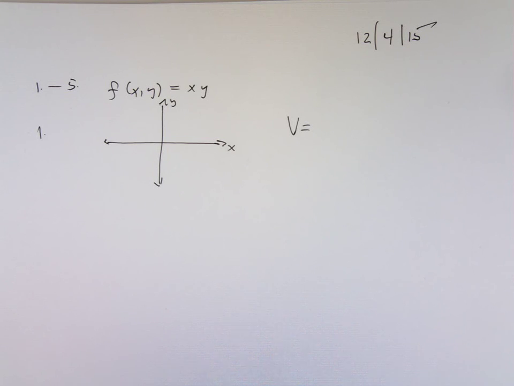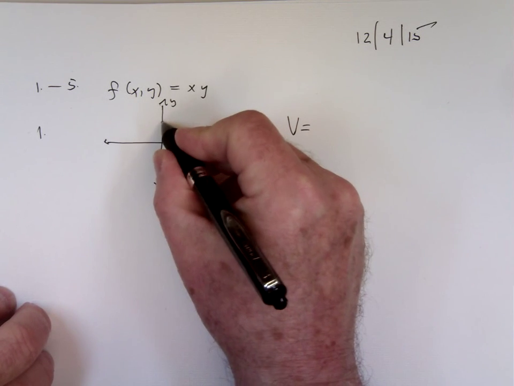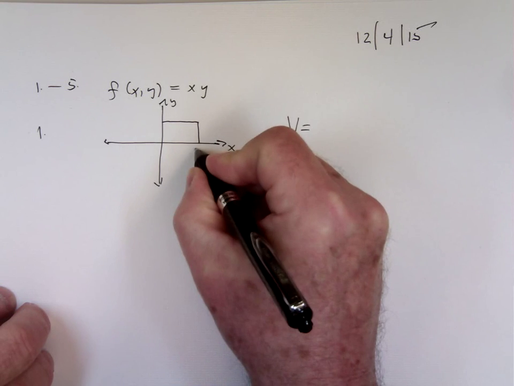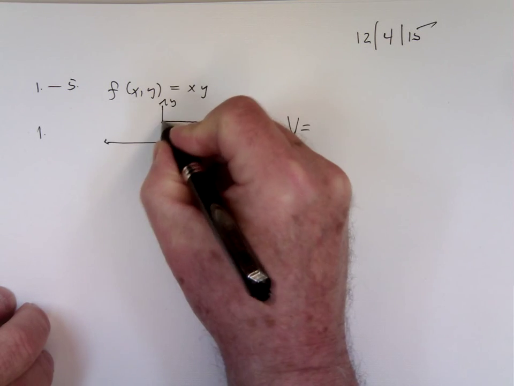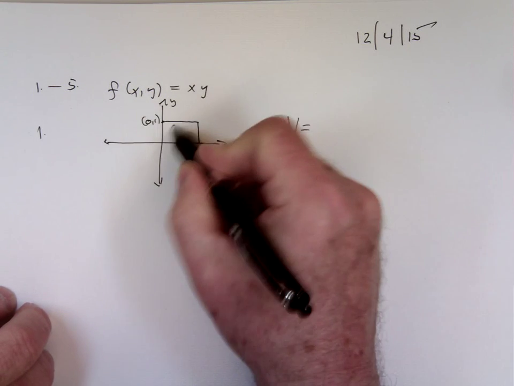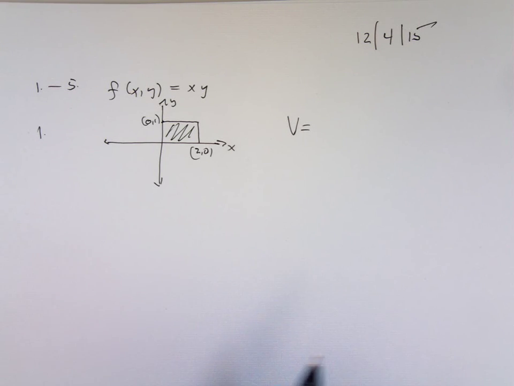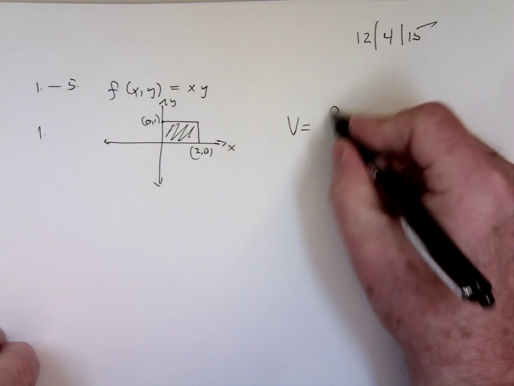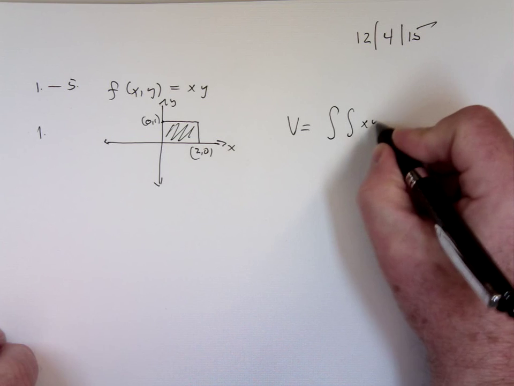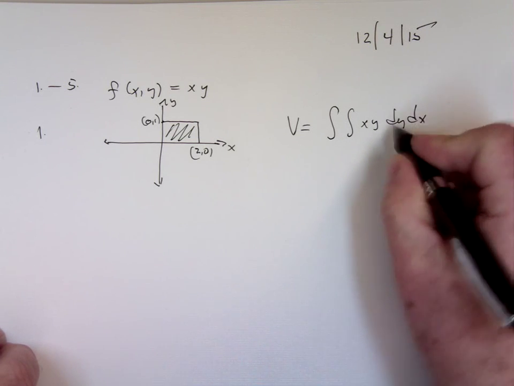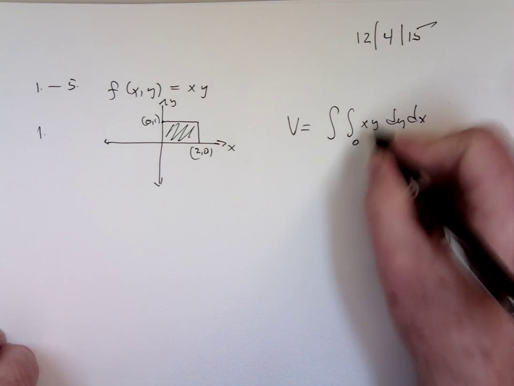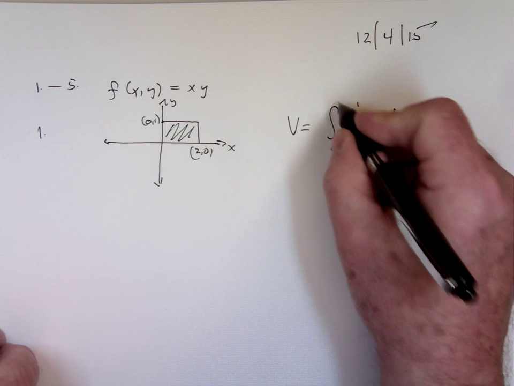But anyhow, so the volume in the first one, the region is a rectangle, 0 to 2 on the x's, 0 to 1 on the y. So we have our surface above that. The volume is going to be the double integral of our surface. The y's are going to go from 0 to 1. The x's are going to go from 0 to 2.